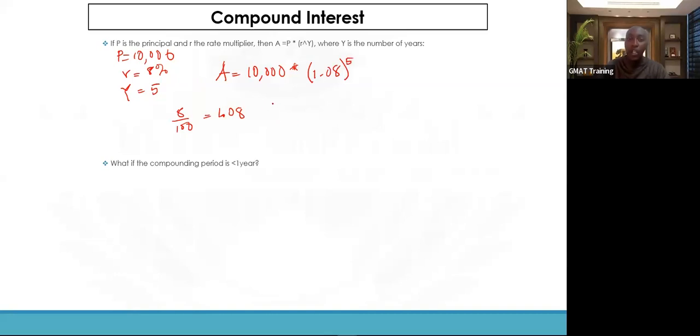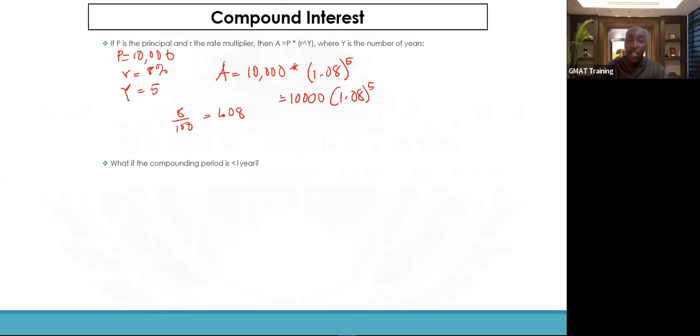You don't have to do the calculation. The GMAT mostly puts such calculations for a number raised to more than 2, that's squared, given that you have it cubed or to the power 4, to the power 5, all the way to infinity. The GMAT doesn't expect you to calculate such complicated math because you don't have a calculator, and therefore you can leave this answer at 10,000 into brackets 1.08 to the power 5, right?